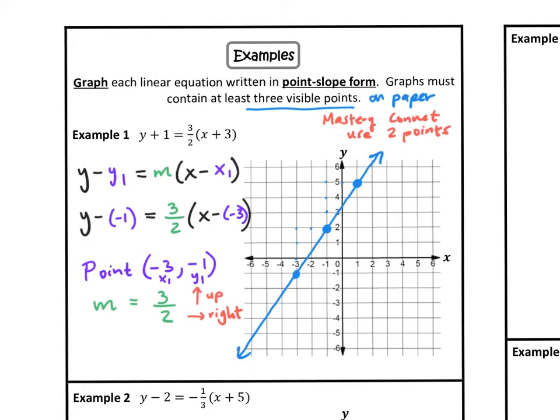All right. Now, again, I want to mention it again. If you put more than 2 points on Mastery Connect, it's going to count it wrong. So make sure that you're only clicking 2 points. You can click this point, -3, -1, and the second point when we went up 3 and to the right 2. Okay? Let's go look at the next example.